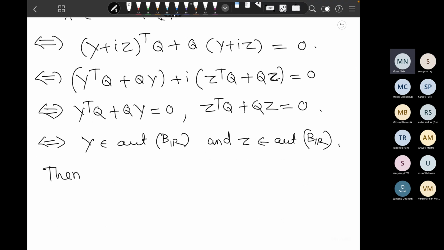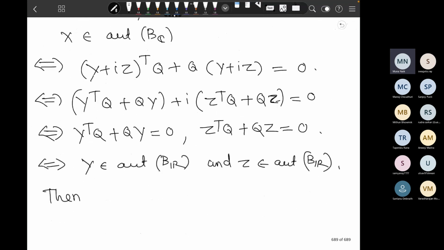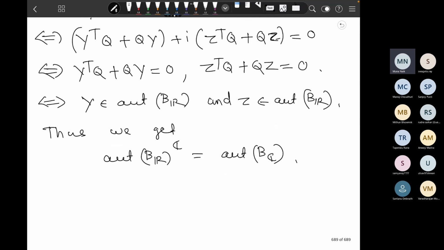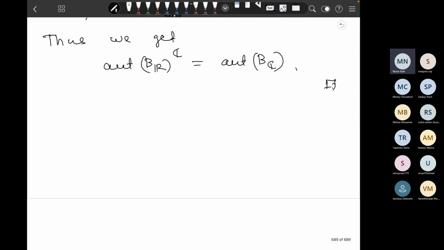Thus we get that if you complexify o(BR), then you really get small o(BC). This is a very important fact. You will apply this. So, application.